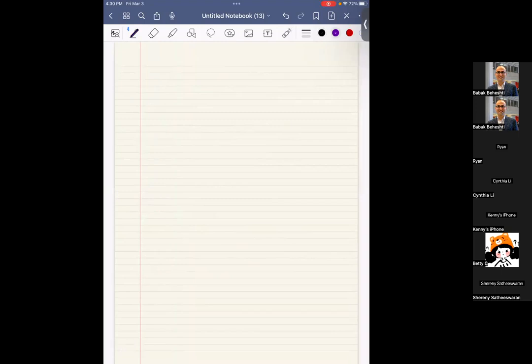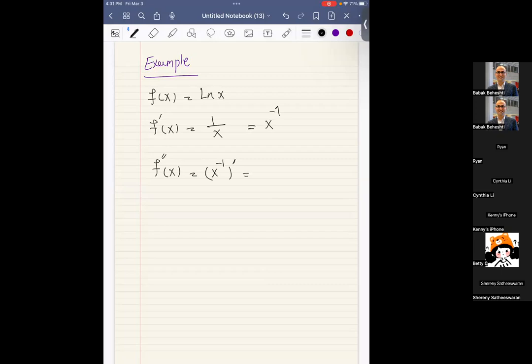Another example. So f of x is, imagine that it's ln of x. Then f prime of x, as we just discussed today, is 1 over x. So the derivative of natural logarithm is 1 over x, which you can write as x to the power minus 1. So the second derivative is the derivative of x to the power minus 1. Right? The derivative of 1 over x is minus x to the power minus 2, which is the same as minus 1 over x squared.